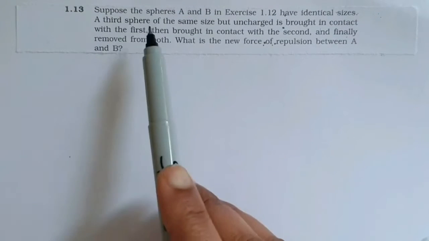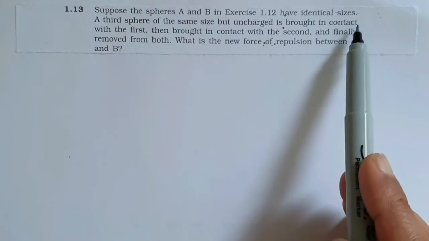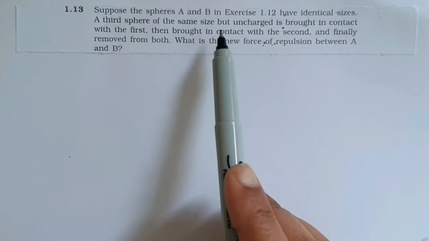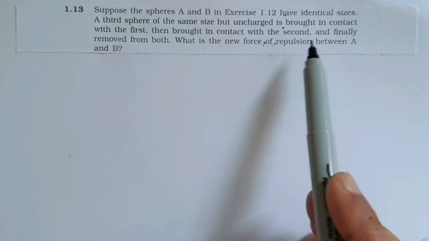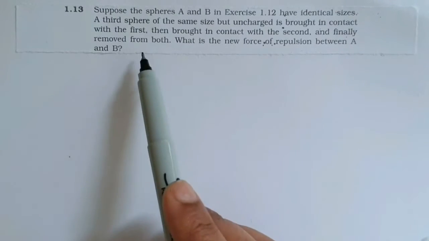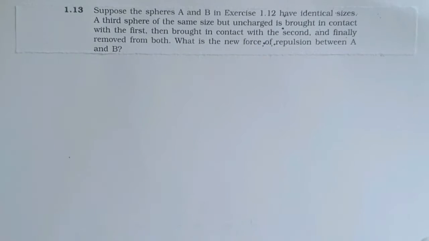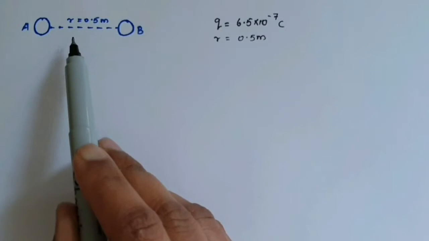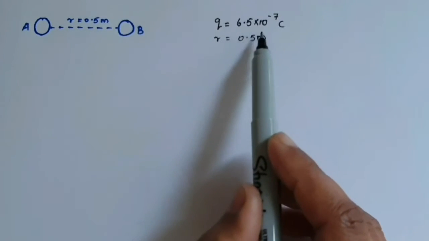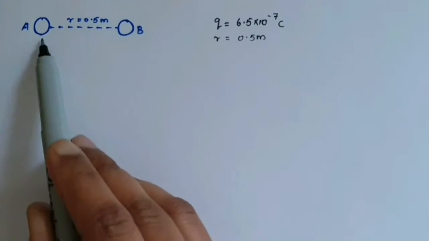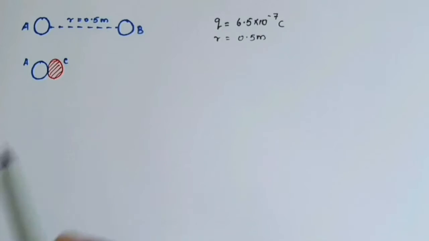Question number 13. Suppose the spheres A and B in exercise 12 have identical size. A third sphere of the same size but uncharged is brought in contact with the first, then brought in contact with the second, and finally removed from both. What is the new force of repulsion between A and B? From the previous question, we know that the charges on two spheres Q is equal to 6.5 into 10 raised to minus 7 coulomb and the distance between these two is r equal to 0.5 meter.